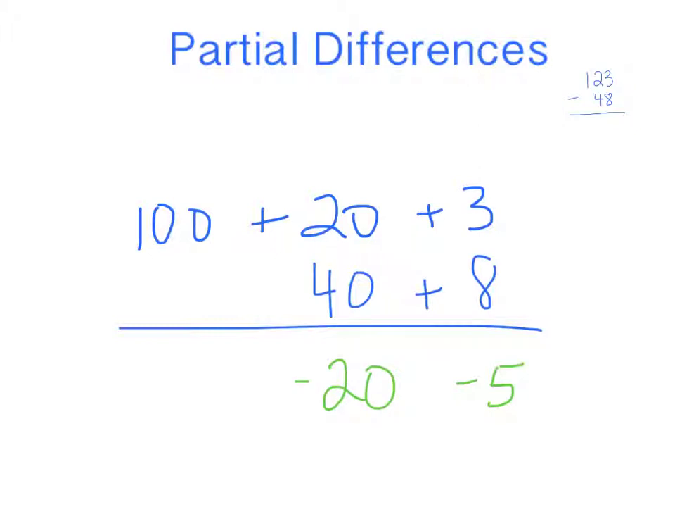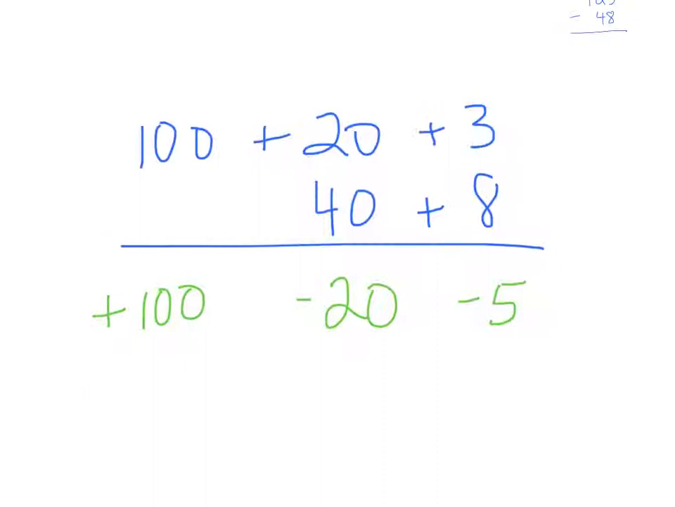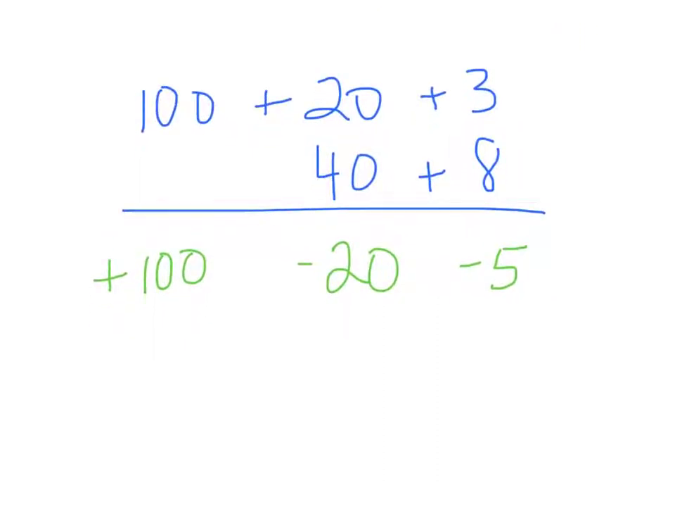Now, 100 minus 0 equals a positive 100, and to solve, all you do is put this number back together. 100 minus 20 equals 80. And 80 minus 5 equals 75.